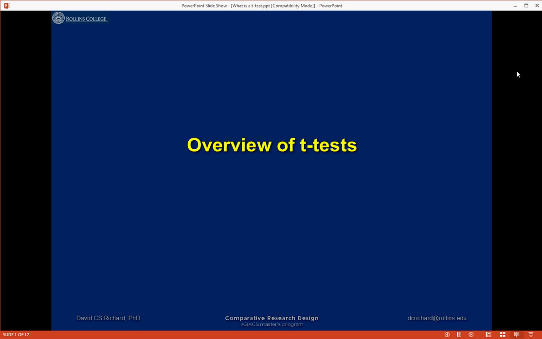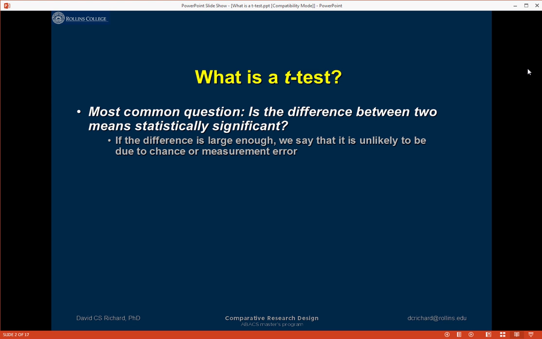So let's start with just a general overview of t-tests so that you understand the statistic itself. So what is a t-test? The most common question that we're answering is: is the difference between two means statistically significant? The different kinds of t-tests that can be calculated are distinguished by how the means are computed and how the variance is estimated in the test. And some of that is just too much detail for you.